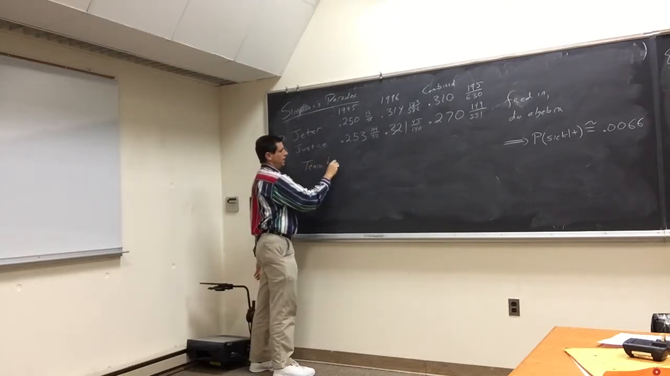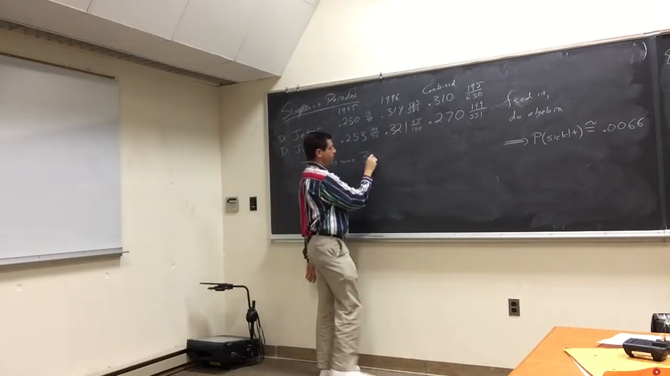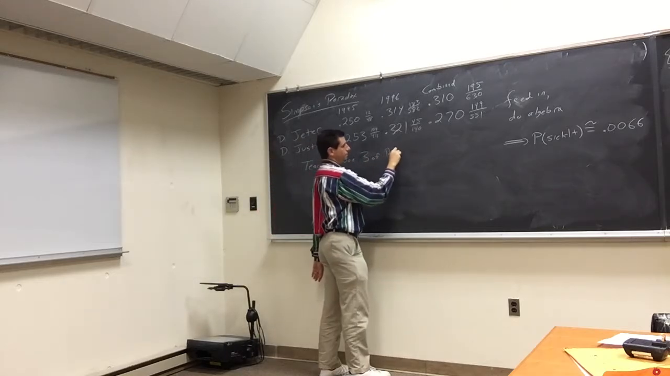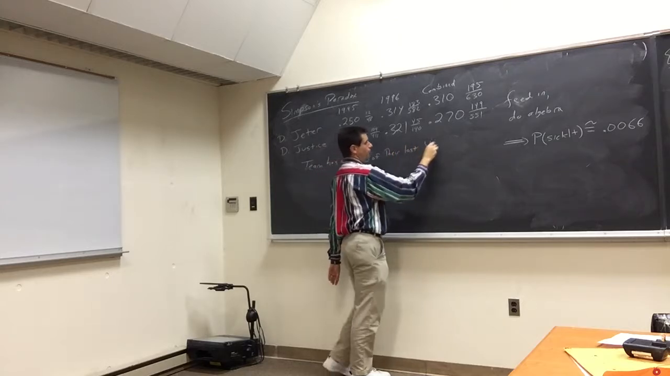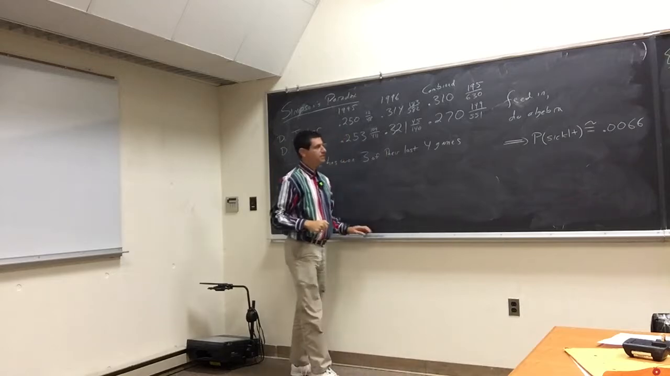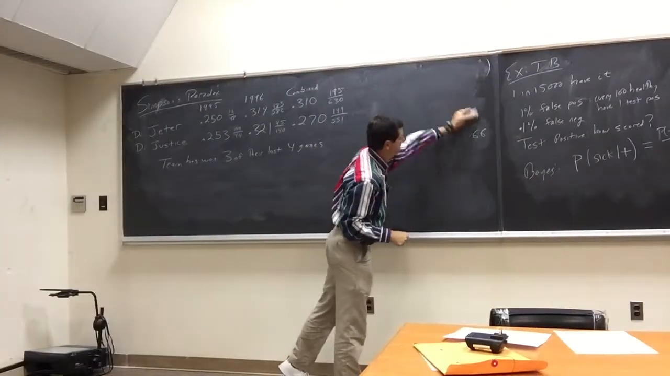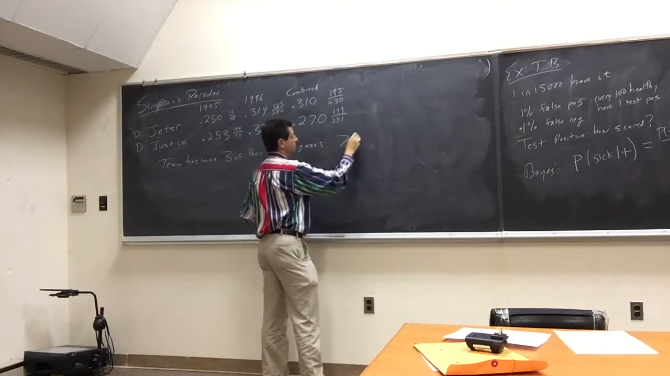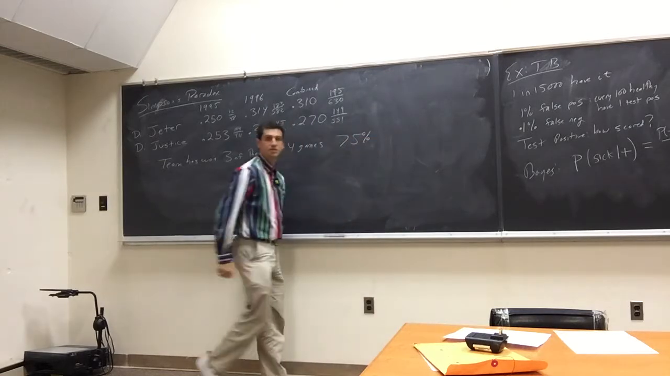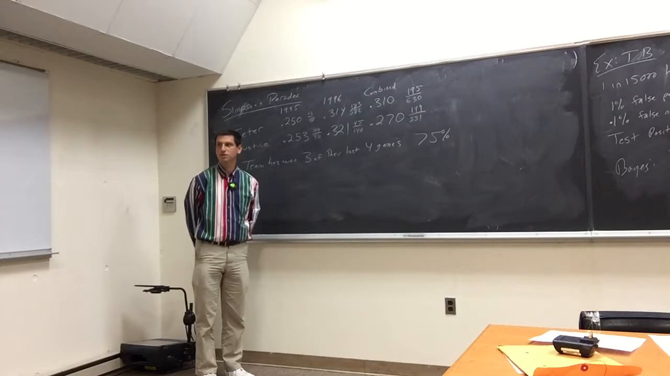A team has won 3 of the last 4 games. Okay? If a team has won 3 of the last 4 games, their winning percentage is 75%. Is the team playing well? What do you think? Yes?